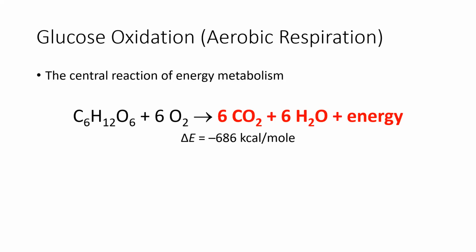And so the central reaction of energy metabolism of glucose oxidation is C6H12O6, which is essentially glucose, plus oxygen, is broken down to 6 CO2, 6 water, and energy. Okay, this is how we express that breakdown of glucose to liberate energy. And so we should theoretically liberate or get from this breakdown of glucose about 686 kilocalories per mole. Okay, that's the energy change that's happening here.